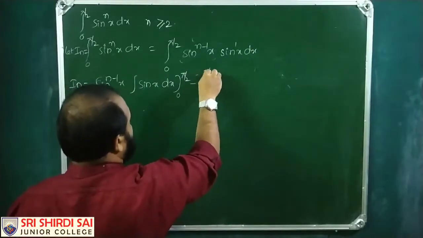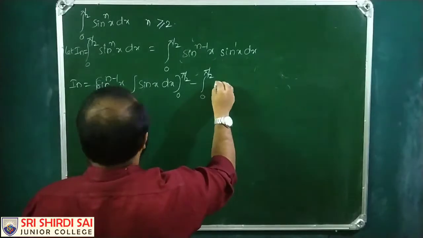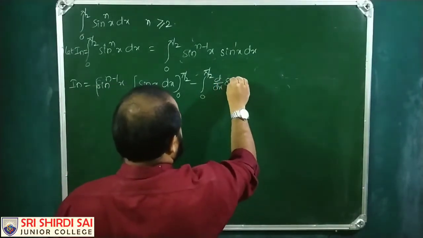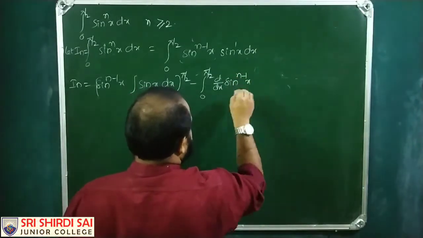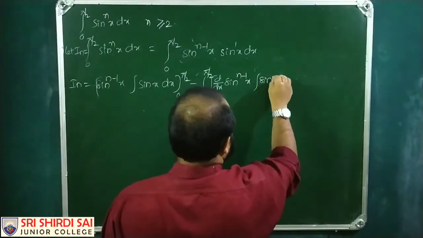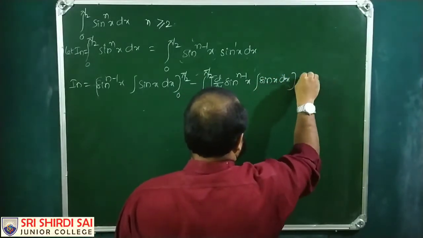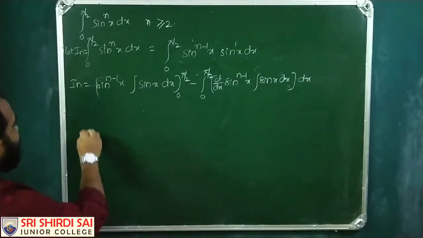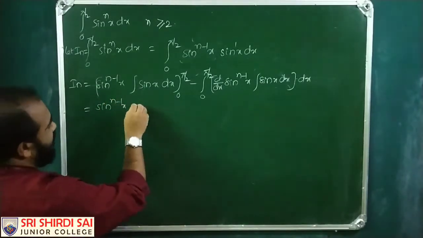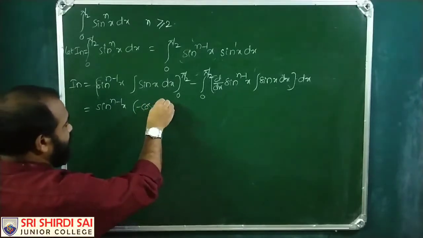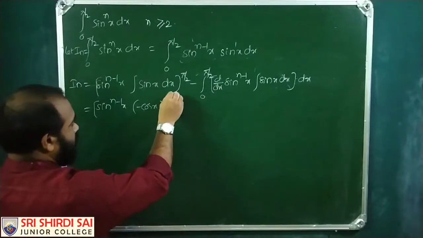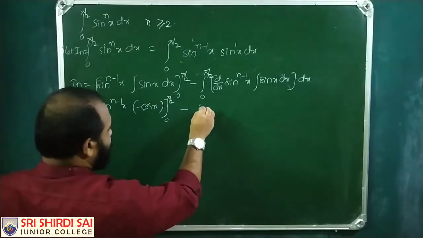0 to pi by 2 of d by dx of sin power n minus 1 x into integral of sin x dx, whole dx. So this is equal to sin power n minus 1 x, and integral of sin x is minus cos x, from 0 to pi by 2, minus integral 0 to pi by 2.